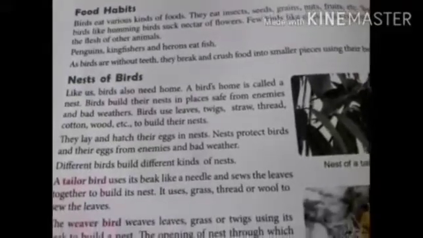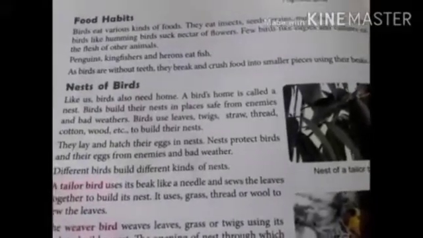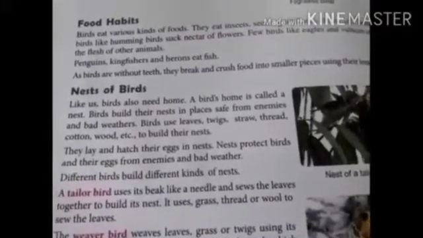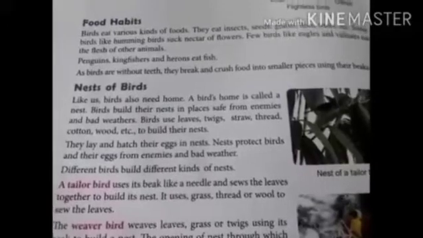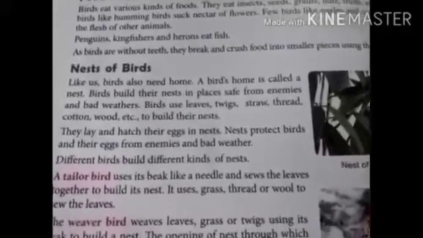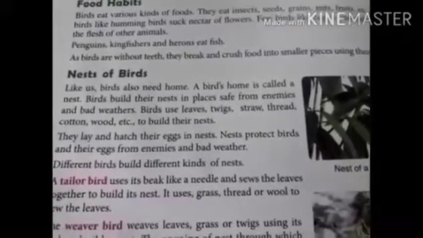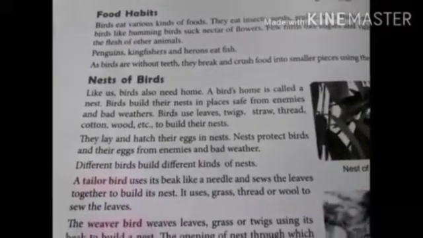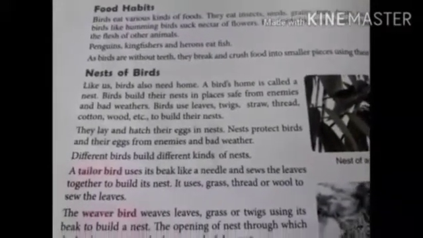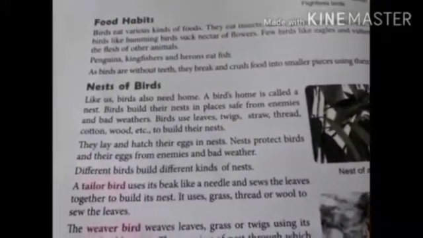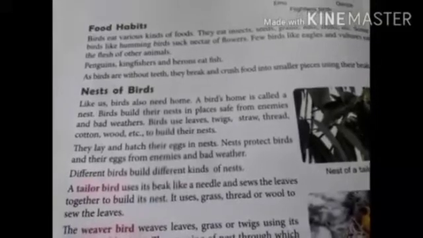Now nests of birds. Like us, birds also need a home. A bird's home is called a nest. Birds build their nests in places safe from enemies and bad weather. Birds use leaves, twigs, straw, thread, cotton, wood, etc. to build their nests. What do they do? They lay and hatch their eggs in nests. Nests protect them and their eggs from enemies and bad weather.